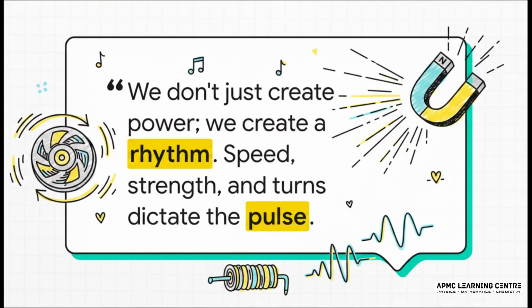So when you really think about it, it's not just about raw power. What a generator really does is create a consistent, predictable rhythm. The speed of the rotation, the strength of the magnet, and the number of turns in that coil, those are the instruments that set the very pulse of our entire electrical grid.